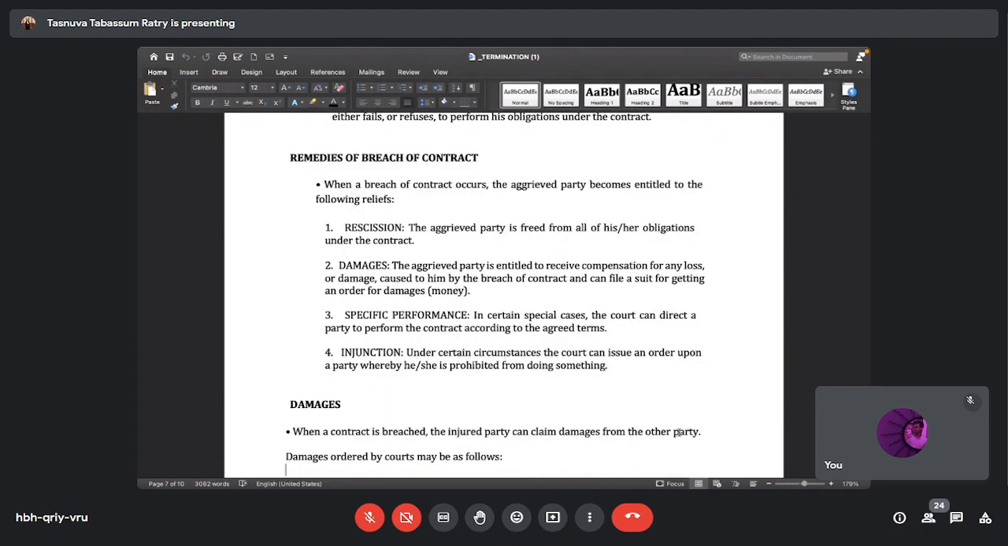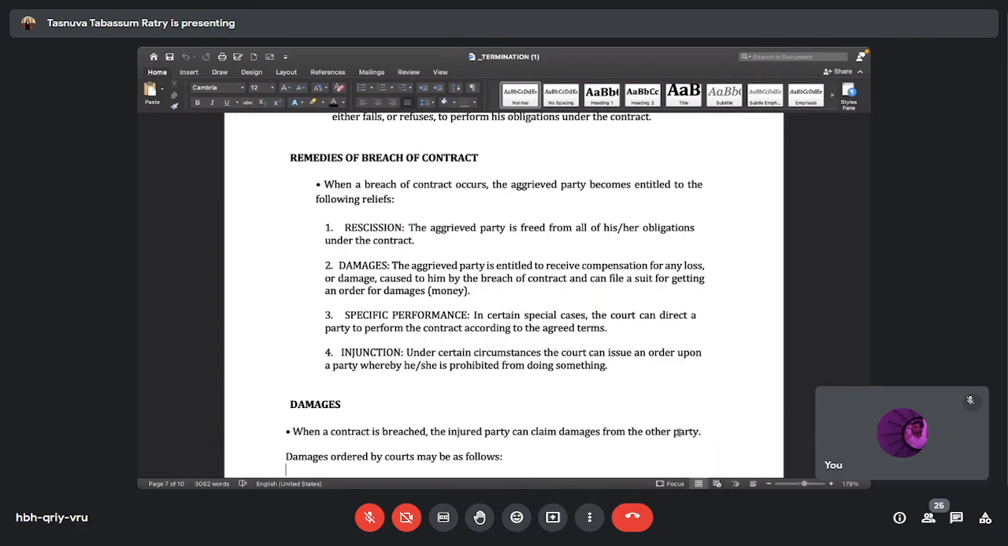Third is specific performance. In certain cases, in a limited number of situations, the court gives a direction for the parties to perform the contract according to the agreed terms and conditions. Remember when we were discussing contracts caused by fraud and misrepresentation, we saw that the consequences say the parties can set aside the agreement, as well as the court can direct the party to perform the contract according to the terms and conditions, putting the parties back in the same position they would have been in if the contract was performed. We call that specific performance, which is also a remedy.